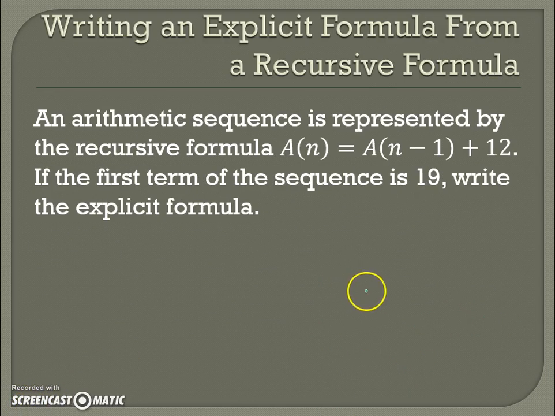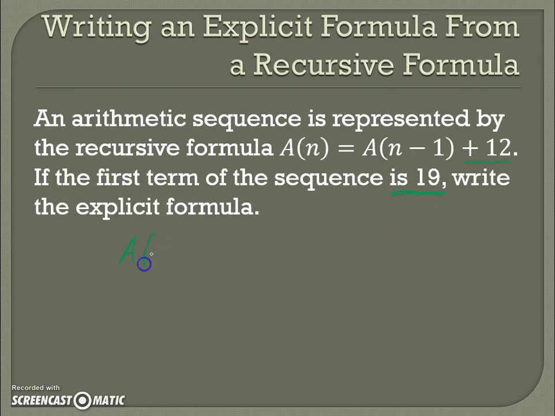All right, so write an explicit formula from a recursive formula. An arithmetic sequence is represented by the recursive formula A of n, and so on. Okay, if the first term of the sequence is 19, write the explicit formula. So you should be able to interchange from this recursive formula to an explicit formula just by following those forms that I gave you. In order to write a recursive formula, you need the common difference, which is here, and then you need the initial value. Those are the two things that you need for an explicit formula. It's just they go in different places.